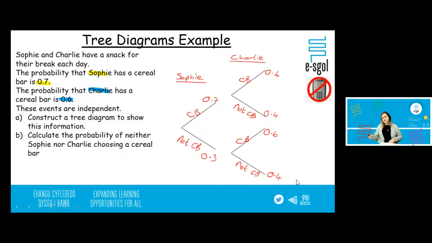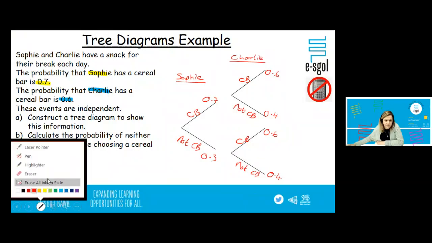Okay, that in an exam would get you 2 marks. You've completed the tree diagram and you've labelled it with everything that you need to. So you've got 2 marks so far. Now we need to go on to part B, and it says calculate the probability of neither Sophie nor Charlie choosing a cereal bar.